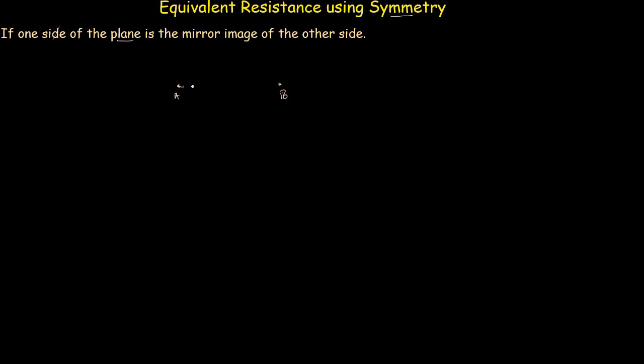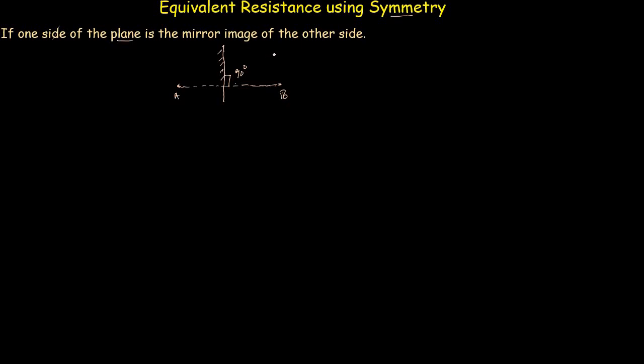Now if we draw a horizontal line to join these 2 points, and we draw another line which bisects this horizontal line at an angle of 90 degrees, and if one side of this plane is the mirror image of the other side, then there exists a symmetry in this complex circuit. So we can use the rules of symmetry to solve that kind of complex circuit. Now there are basically two types of symmetry. One is called the vertical symmetry and the other is called the horizontal symmetry.